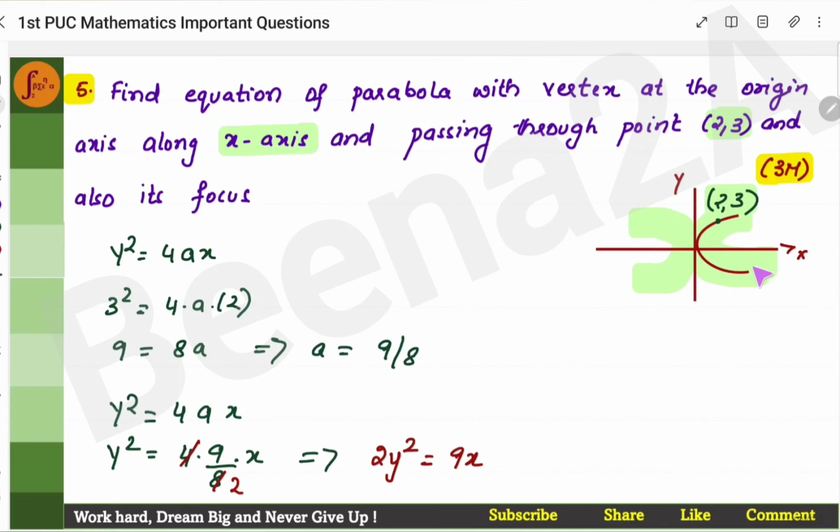Therefore, this becomes a right-handed parabola. What is the equation for a right-handed parabola? Y square is equal to 4ax. Notice there is no negative sign in this equation because here the parabola is on the positive side. Therefore, it's positive. Again, same technique. Substitute 2 and 3 as x and y values. Find the a value. Take the same equation. Put the a value and you will get the equation.